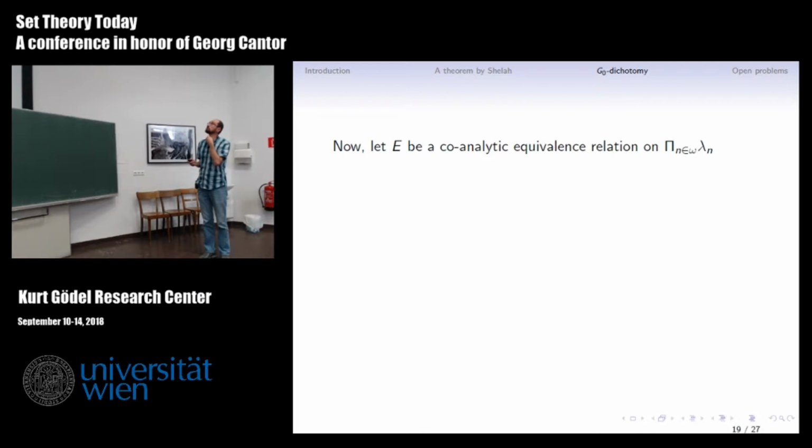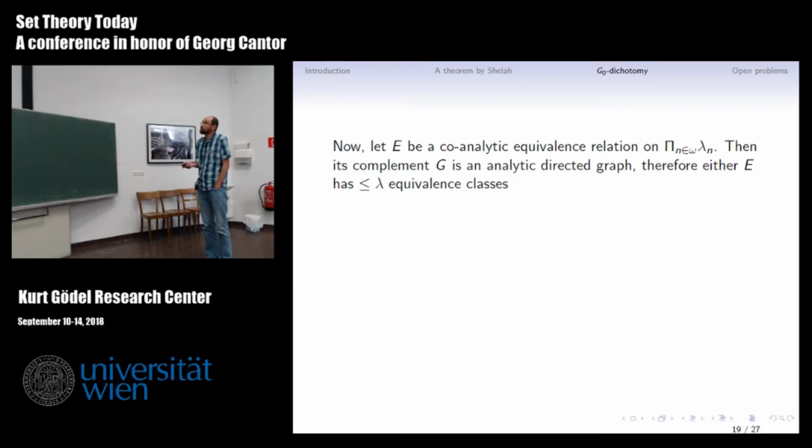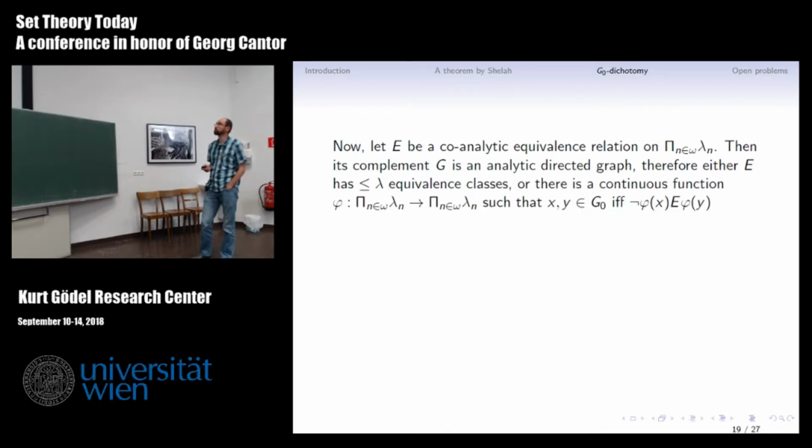Okay, so now what is more or less the proof? I'm not going into the details. Let E be a coanalytic equivalence relation on our space. Its complement is going to be an analytic directed graph, and therefore by the G0 dichotomy, either it has less than or equal to lambda equivalence classes, or there is a continuous function from this space to this space that is a homomorphism from G0 to G, and therefore takes elements from G0 and brings them to inequivalent elements.